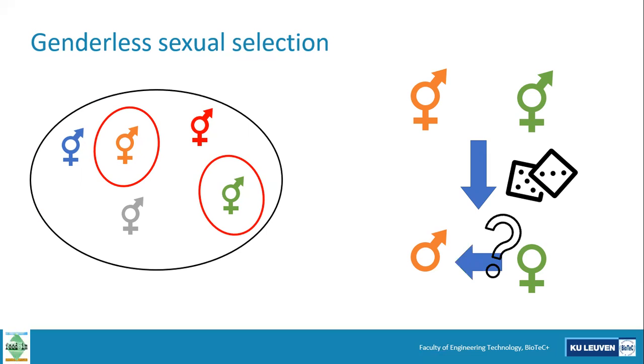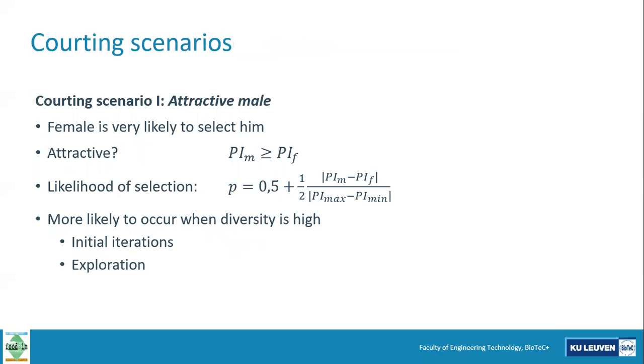Now, as in nature, we then assess if the female solution is likely to pick the male solution as their partner. Corresponding with the two scenarios that we've presented before, being the exploration and the exploitation phase, we also distinguish two different courting scenarios. Now, our basic assumption is that females are looking for a partner that is more attractive than themselves. Attractiveness is quantified using a popularity index, which is basically the sum of a solution's non-dominated rank and its crowding distance. The higher the popularity index of a solution is, the more converged and diverse it is, and so the more attractive it is.